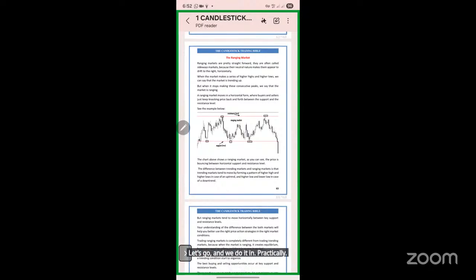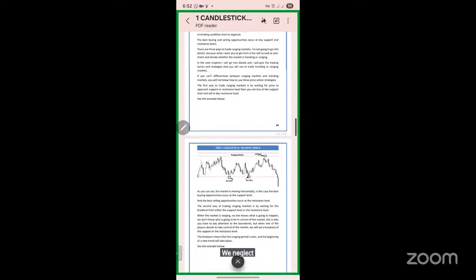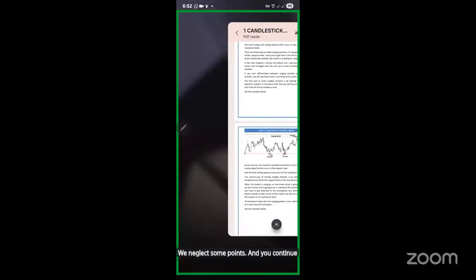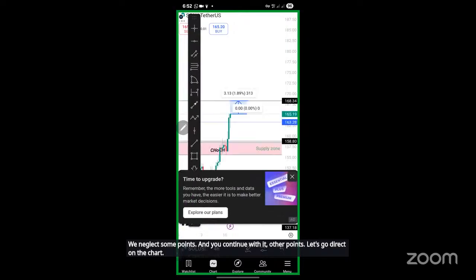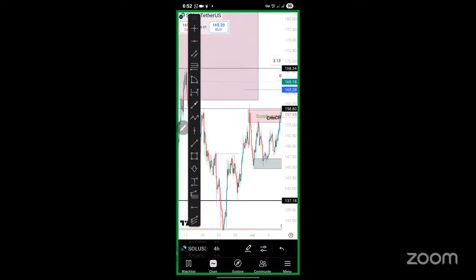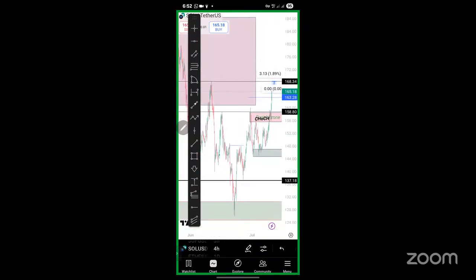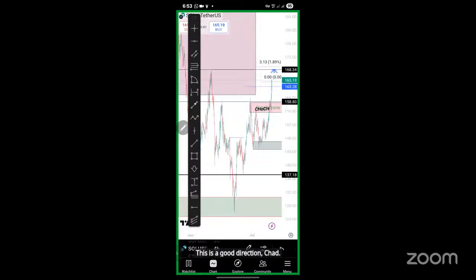The same way it can be drawn on a ranging market, but once the market is ranging, some points are neglected. You neglect some points and you continue with the other points. Let's go direct on chart and we bring out the 4-hour.